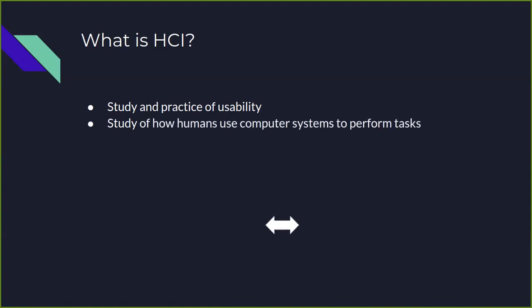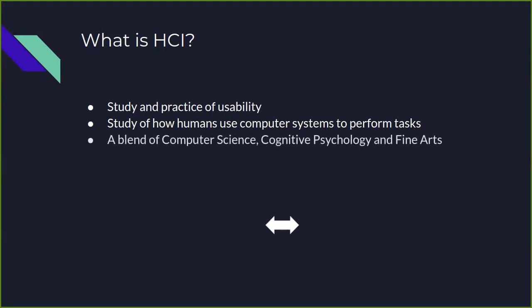It is also the study of how humans use computer systems to perform tasks. So you observe human behavior, then you observe your computer system you are building, then you find out how to create a very nice relationship between the humans and the computers so that at the end of the day, the humans can solve their problems with the computers efficiently. So it is safe to say that human-computer interactions is a blend of computer science, cognitive psychology, and fine arts.